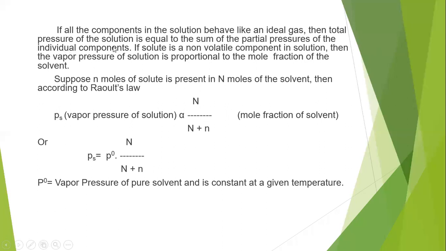So the total pressure of a solution is equal to the sum of the partial pressures of the components, whatever is present in the solution. If a solute is a non-volatile component in solution, then the vapor pressure of the solution is proportional to the mole fraction of the solvent.